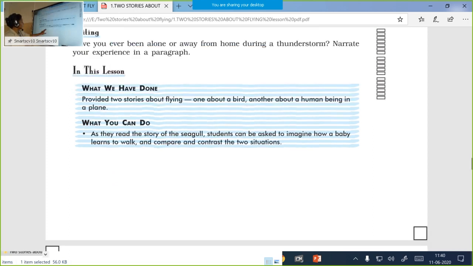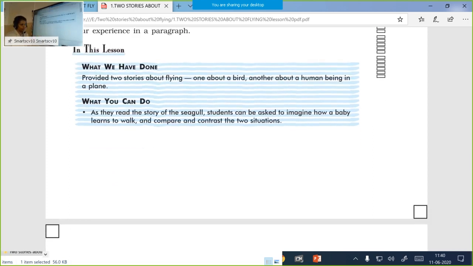Then again, you can go for a comparative study between how a baby learns to walk and the plight of the young seagull, how it learned to fly. So you can go for a comparison between how a baby learns to talk and how baby birds learn to fly.